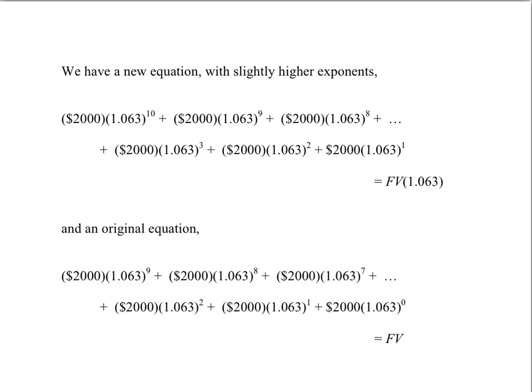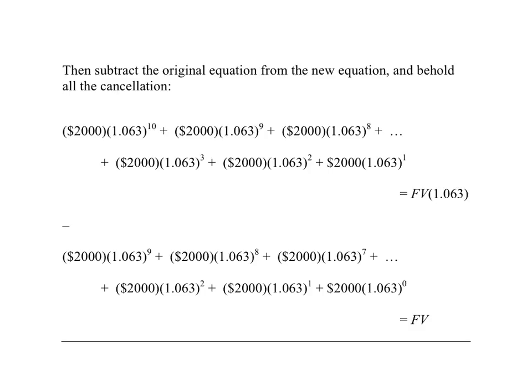So here's what we have now, and then we'll see a very, very clever move. We've got our new equation with slightly higher exponents, and our original equation. The new equation has the exponents running from 10 down to 1. The old equation has the exponents running from 9 down to 0. And on the right side, we've got 1.063 times future value, and in the original equation, it's just future value itself. Now, here's the clever thing. We can subtract the original equation from the new equation. And behold, look what happens.